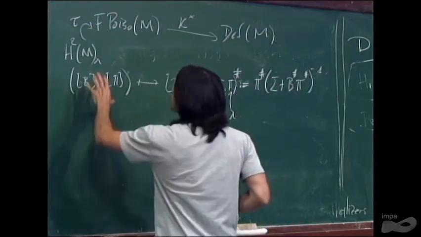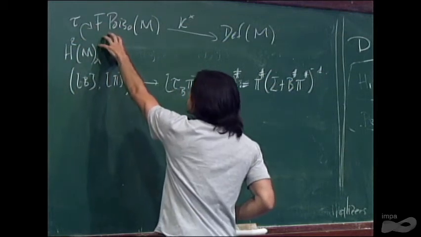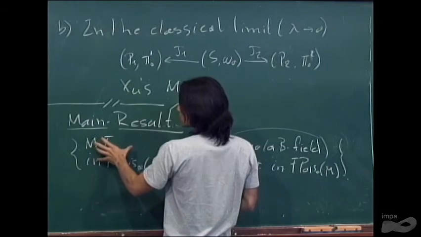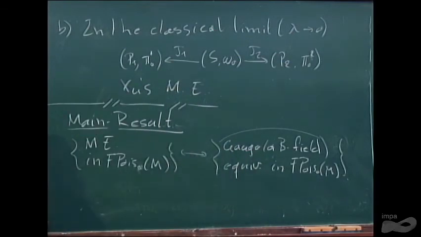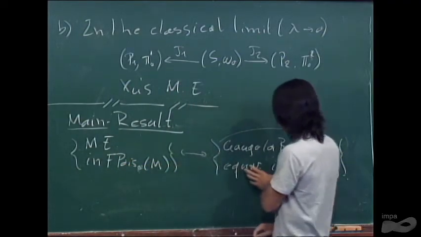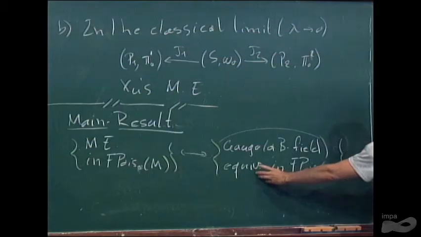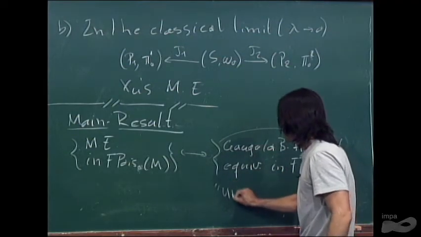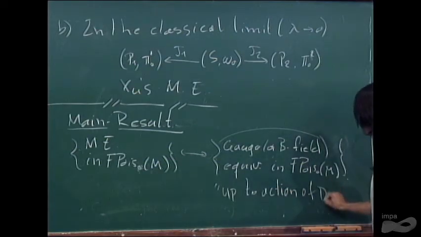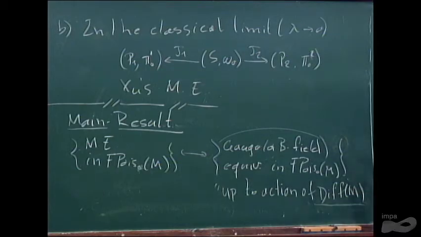Okay, so we do have this notion of equivalence here. And the main result that we found is that our definition of Morita equivalence, when you restrict to this setting, is the same as this gauge equivalence, up to the action of the group of diffeomorphisms. This is going to appear everywhere, so any equality is always up to this.